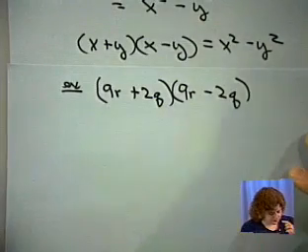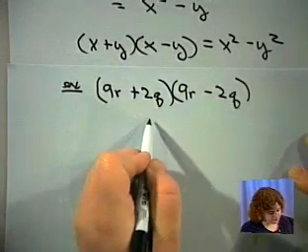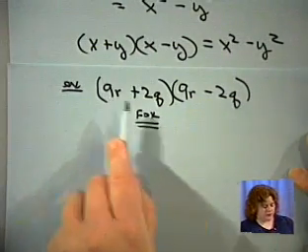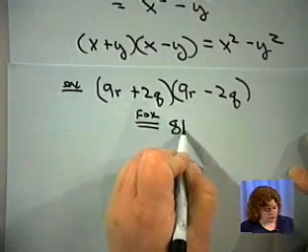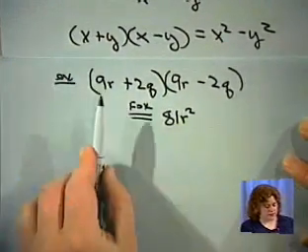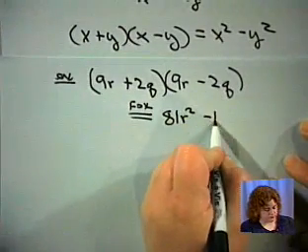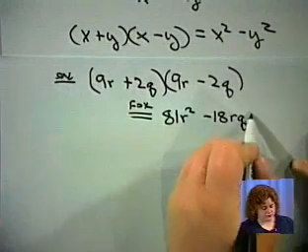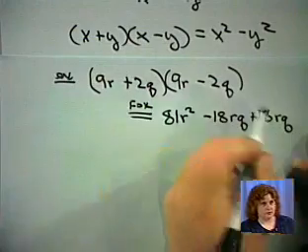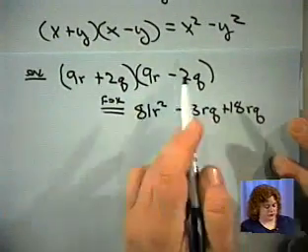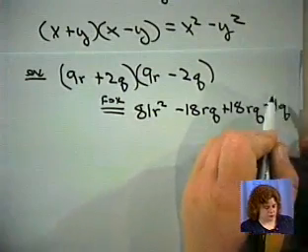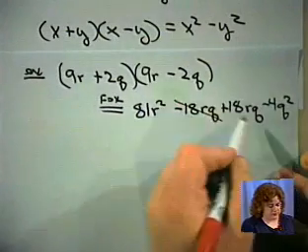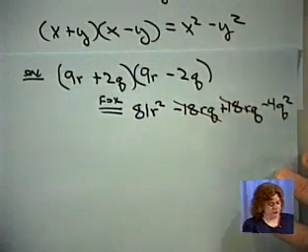So first let's FOIL that. We'll have first 9r times 9r is 81r squared. Outside, minus 18r cubed. Inside, plus 18r cubed. And last, minus 4q squared. Again, very conveniently, those two add to 0, and they're out of there.